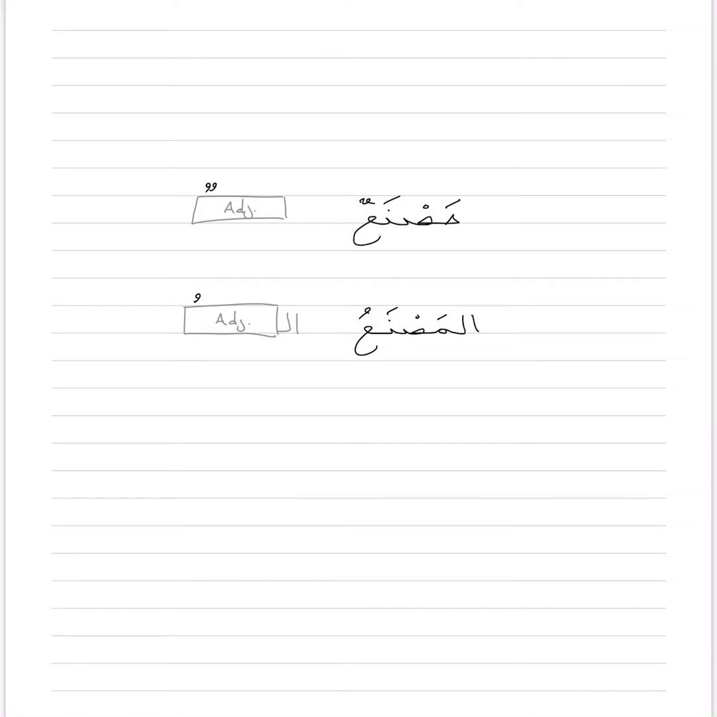The default case of a word is the U case. How do we know something is in the U case? It will end in a dhamma. So whether it's 1 or 2, it doesn't matter. The fact that it ends in a dhamma tells us it's in the U case.